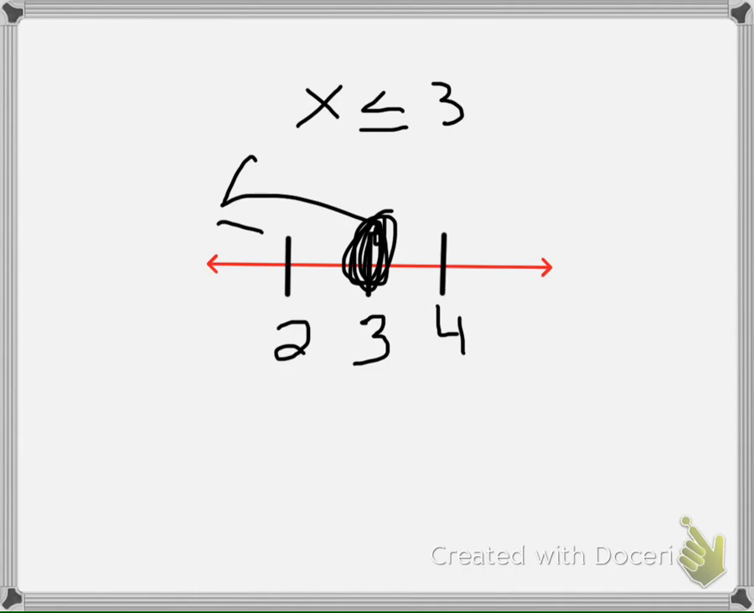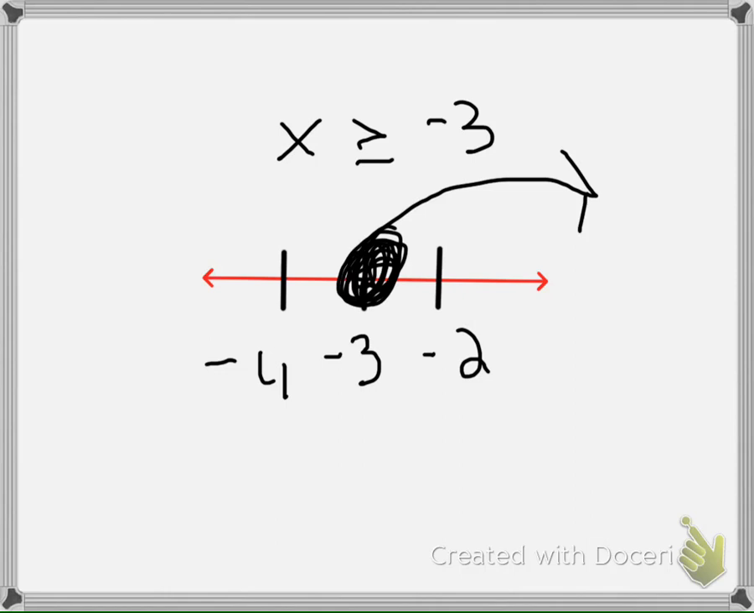Make sure you have this copied. So again, x is less than or equal to 3. Okay, x is greater than or equal to negative 3. The open part is facing the x, so that's why I read greater than or equal to negative 3.